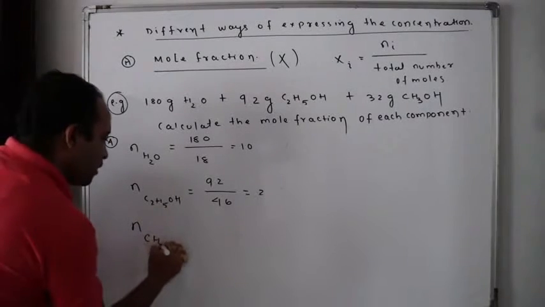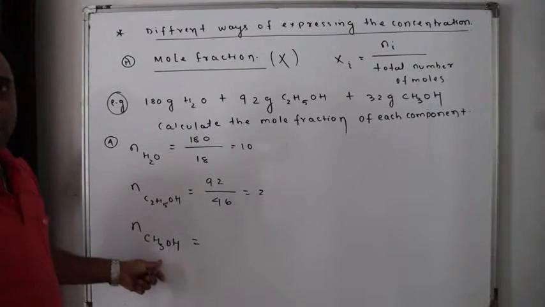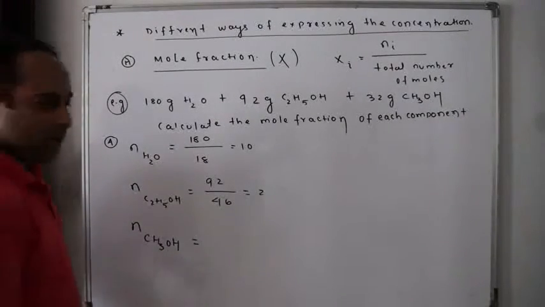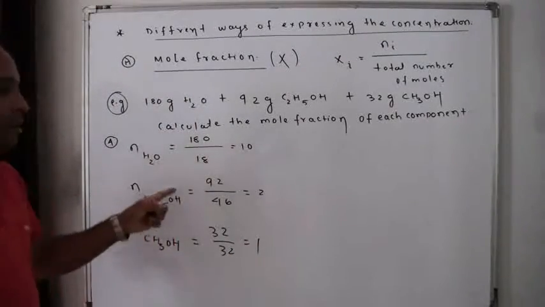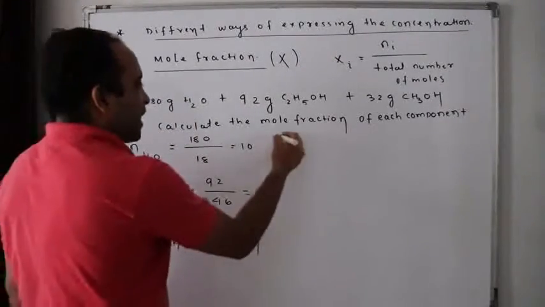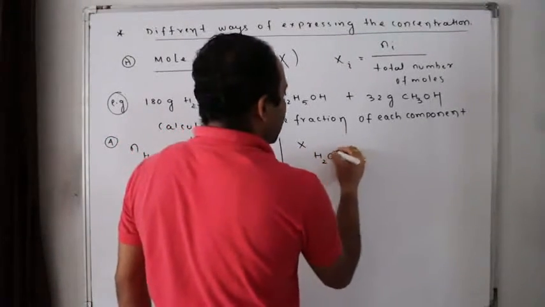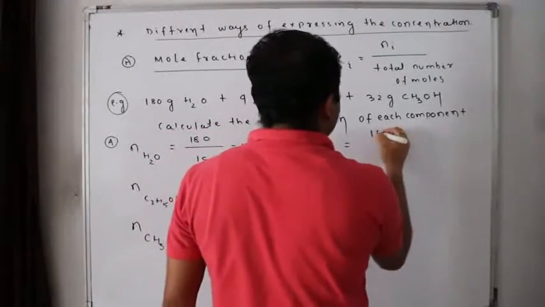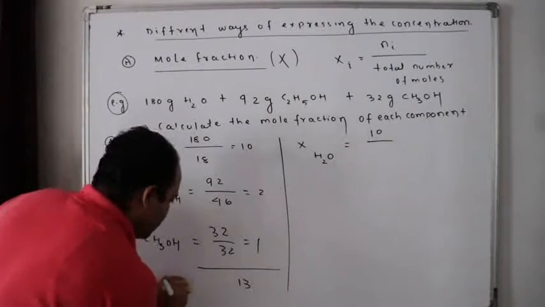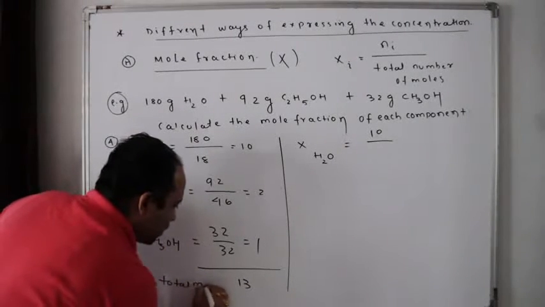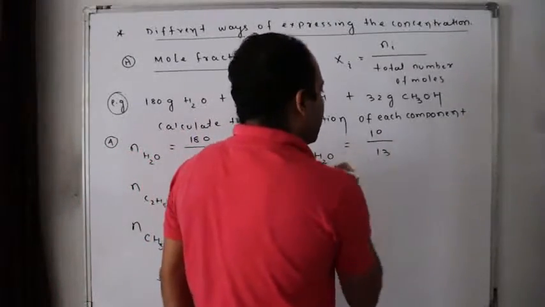Number of moles of methanol. How can I calculate? Is the molar mass 32? Isn't it? So it is 32 by 32, 1. So I got the number of moles. Now my target is to find what? Mole fraction of each component. First, water. Number of moles of water is 10. What is the total number of moles? 10 plus 2 plus 1. That is, total moles is 13. So 10 by 13.